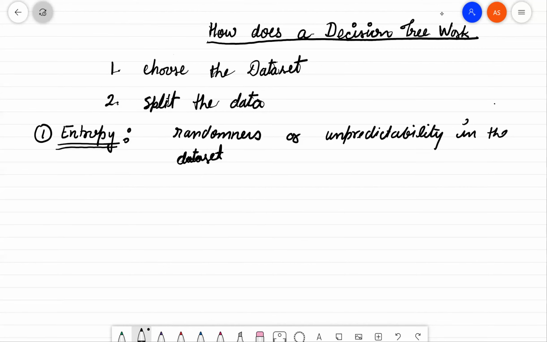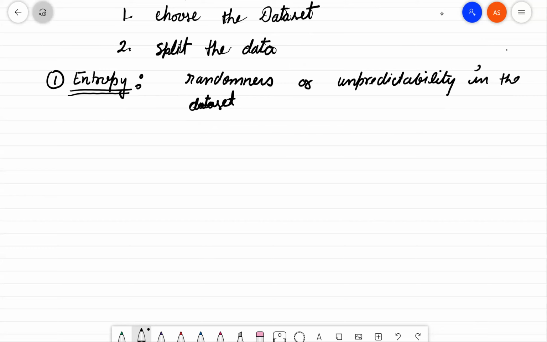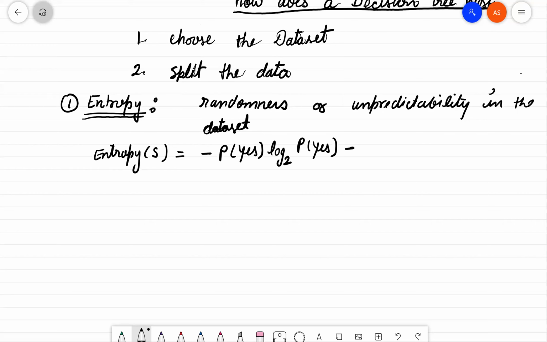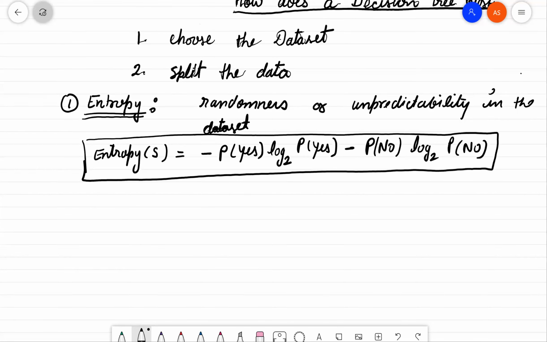And there is a formula for this entropy. In the case of a decision tree, how do we calculate the entropy? Entropy of the sample space, meaning the data set we have, the entire data set. Suppose our outcome is yes or no, so the leaf node is yes, the final outcome is yes and no. So entropy of S = minus probability of yes times log base 2 probability of yes, minus probability of no times log base 2 probability of no. So this is the formula for calculating the entropy.